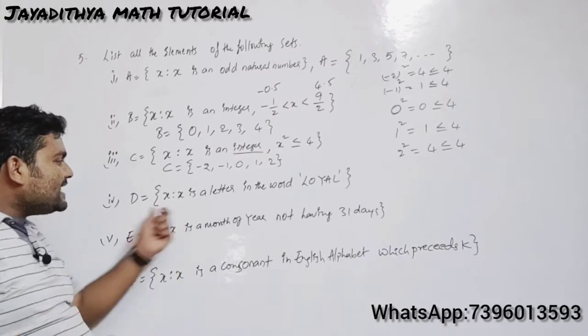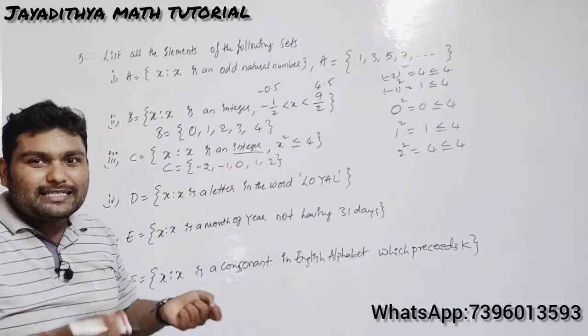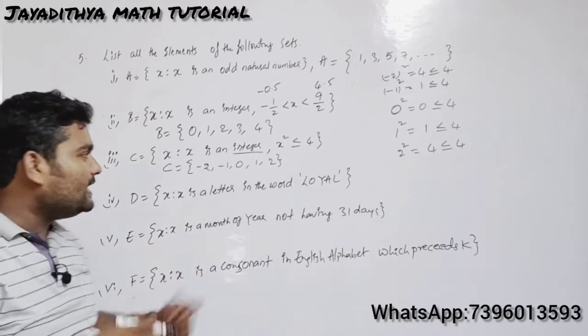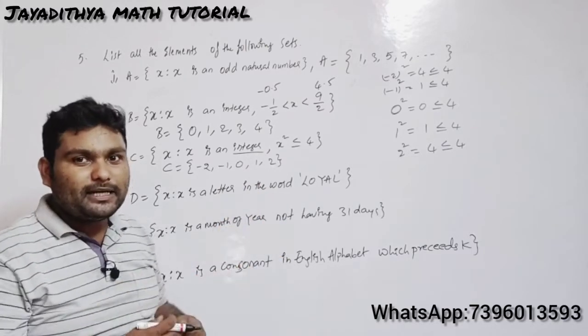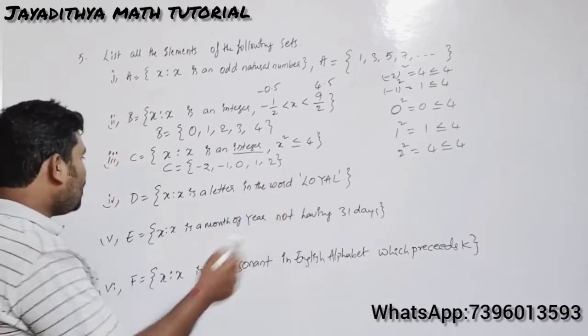D is equal to x such that x is a letter in the word loyal. So here you should understand one condition. You should remember one condition, that elements of a set should not be repeated, right? But you can write all the letters of the word loyal. So how to write this one?